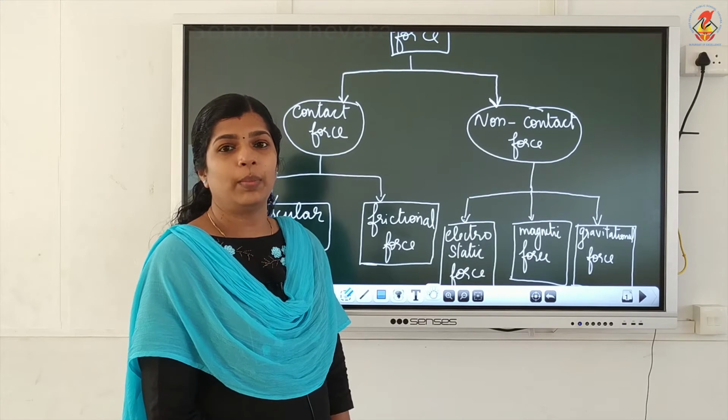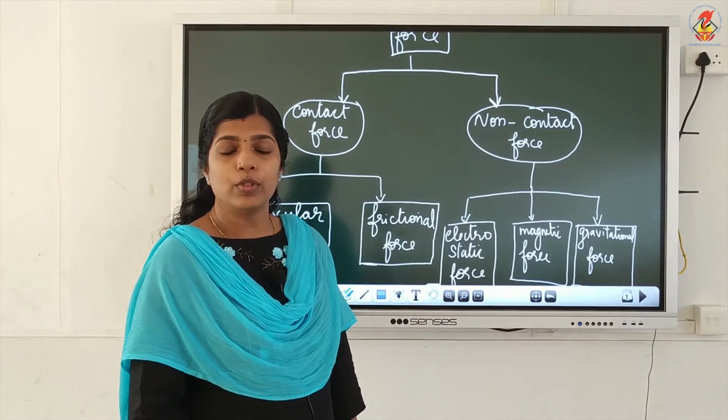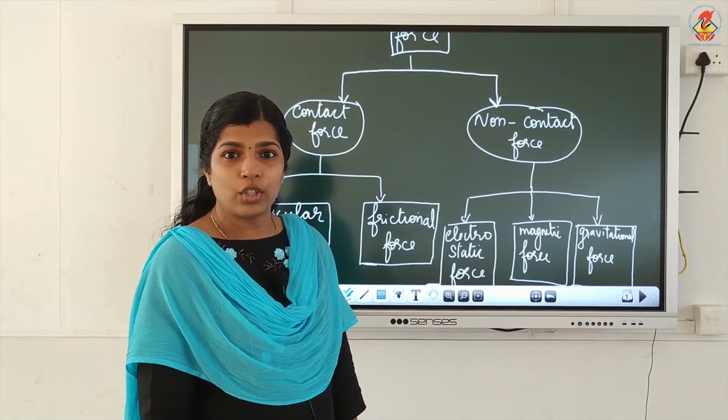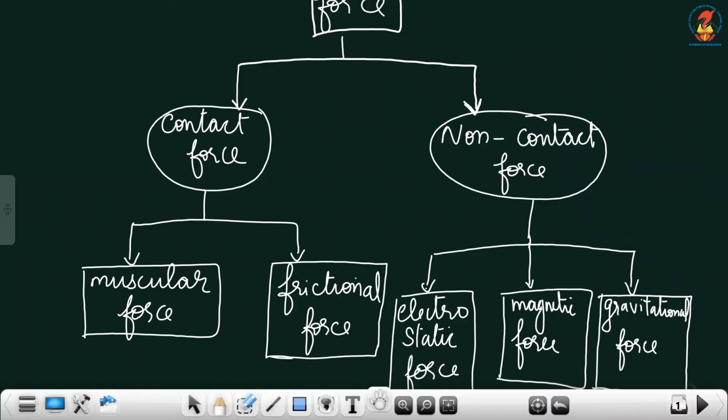The frictional force will be acting in the opposite direction of motion. Then non-contact force is divided into three subdivisions: first electrostatic force, second magnetic force, and third gravitational force. So we divide force into two main categories, contact force and non-contact force.